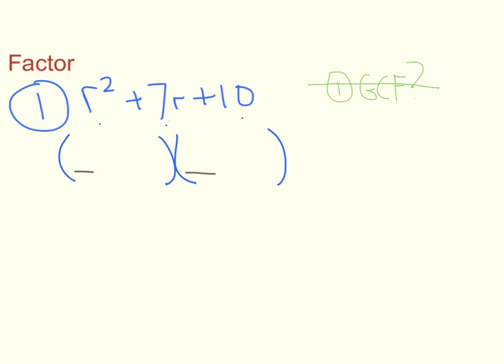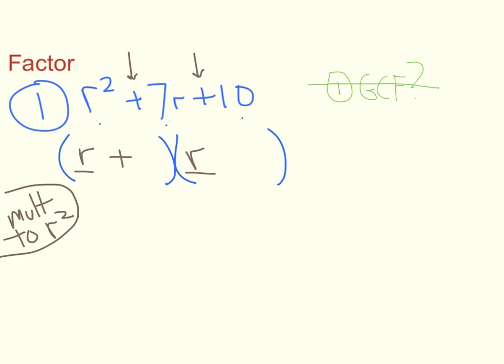The first 2 things in both those parentheses, those are going to multiply to be this first term, the r squared. And generally that's fairly simple. R and r both multiply to be r squared. Also, we've got a plus and a plus up top here, so that gives us an indication of what the signs are going to be in the middle of both those parentheses.